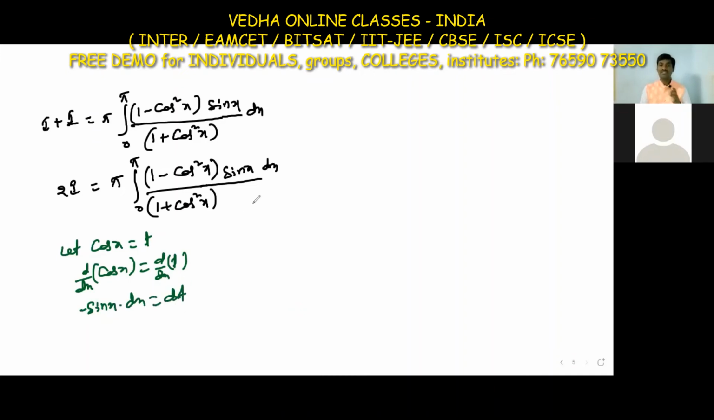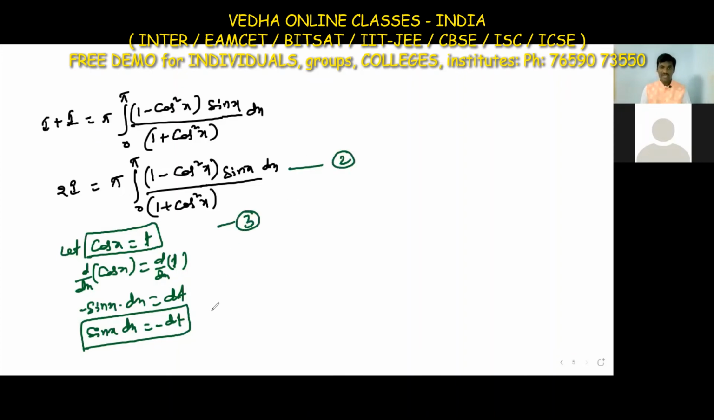But I want sin x dx here. So sin x dx is equal to minus dt. Cos x is equal to t. Take these as equation number 2, equation number 3 and equation number 4. After that, check the limits also.